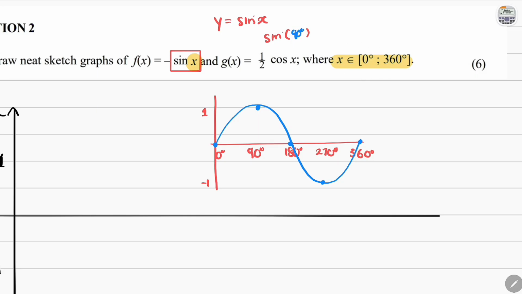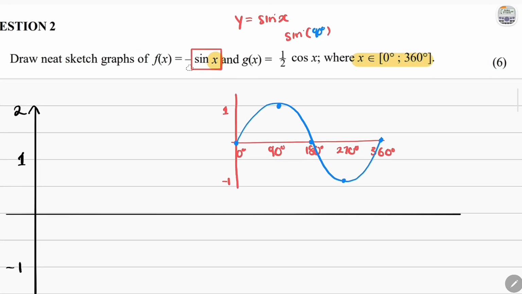Okay, so now that we know what the sine graph looks like, what would negative sine x look like? Well, you're taking all these y values, because sine x gives you a specific value, like sine 90 degrees gave us 1. So what would negative sine 90 degrees give you? It would give you -1. So all these y values that we had previously, they get multiplied by -1.